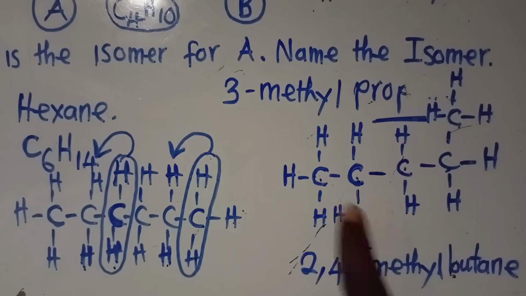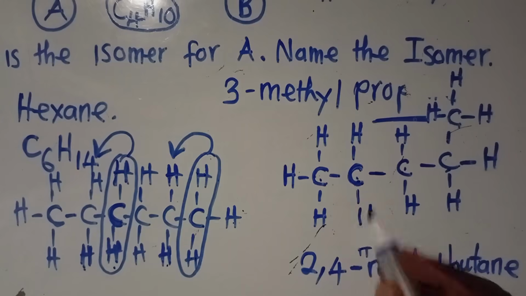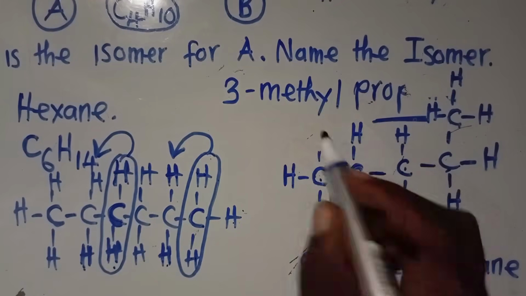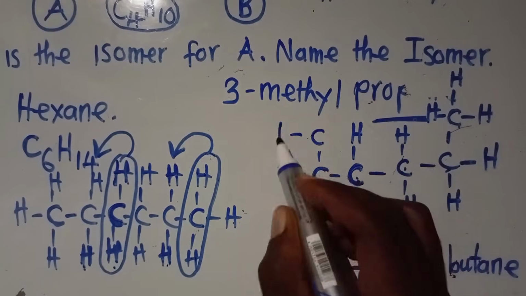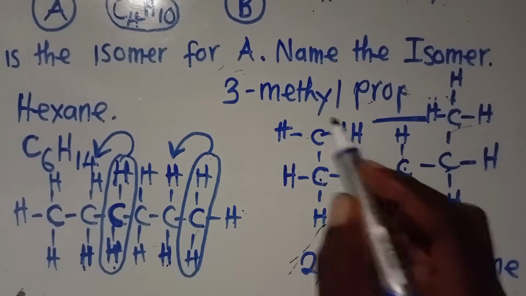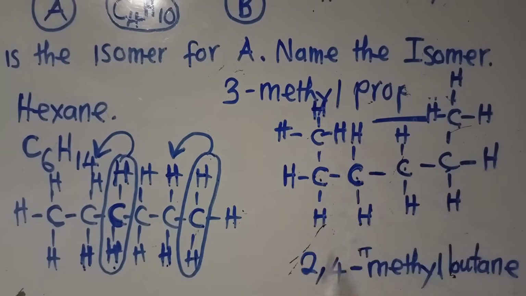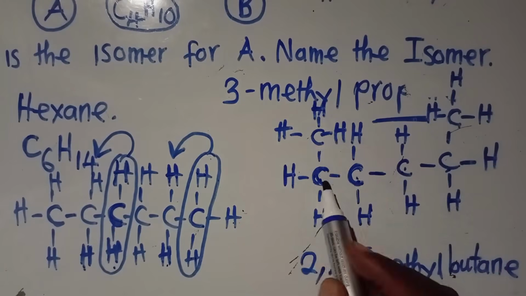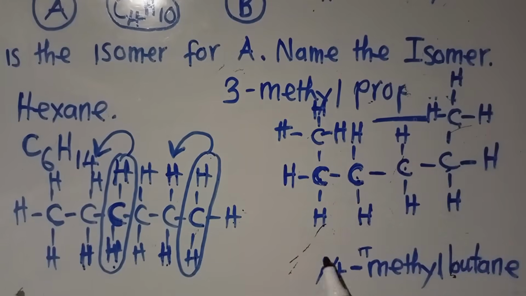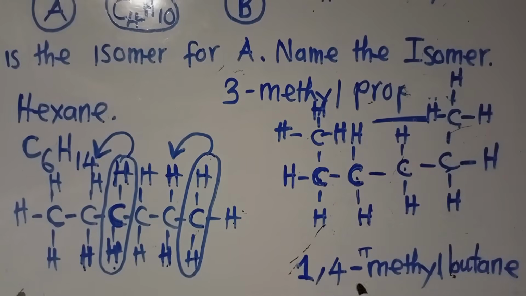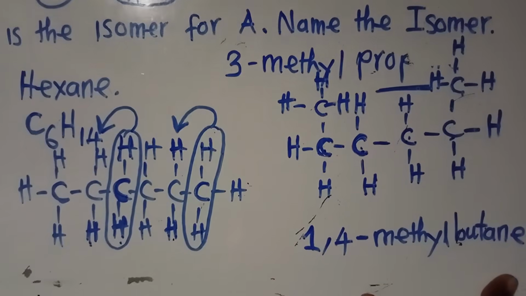Have you seen this part? Let me break this and put it there. So I maintain each H here. I put the methyl there. So C, I put H there, H there, H there. The first one is on position 1. So here the name is going to be 1,4-methyl butane. This is how it is going to be. This is the understanding that you need to have.